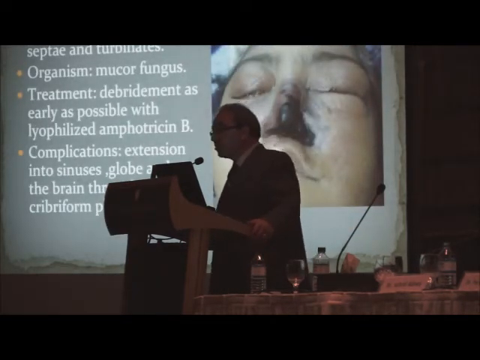The next infection we will speak about is mucormycosis. Mucormycosis is inflammation complicated by necrosis of the nose, the nasal turbinates, and the nasal septum. The organism is usually Mucor fungus, although Rhizopus and Absidia have also been blamed in these infections. Treatment depends on as early and as extensive debridement as possible of the affected tissue, together with lyophilized amphotericin B. Of course, prescribing amphotericin B is a bit difficult in these patients because many of them have impaired renal function, so we have to correct the dose.